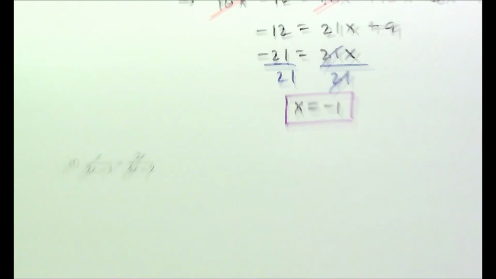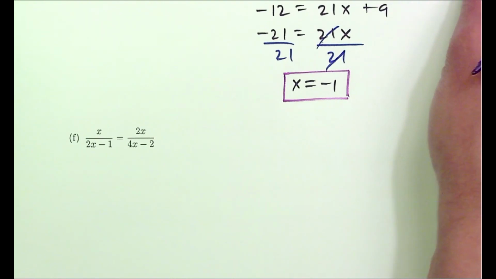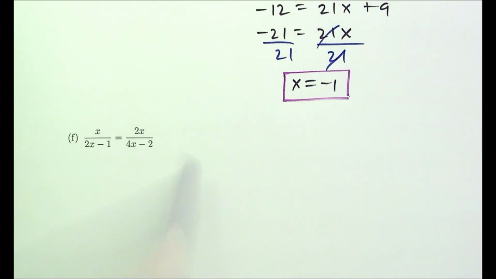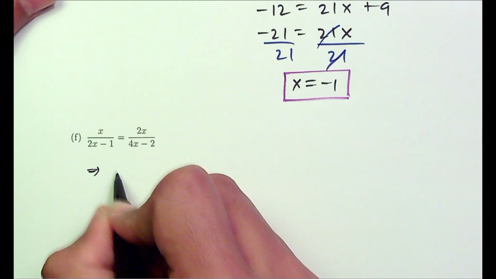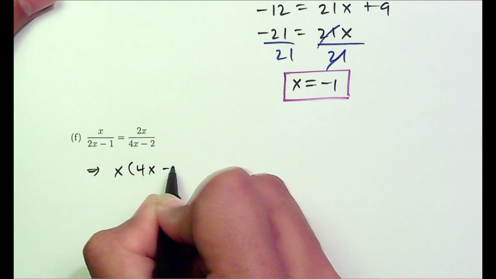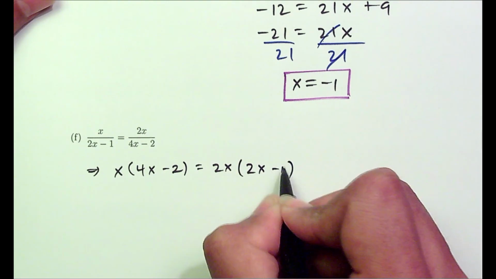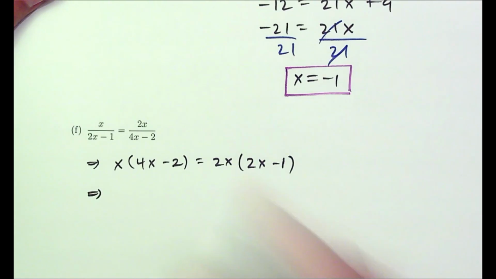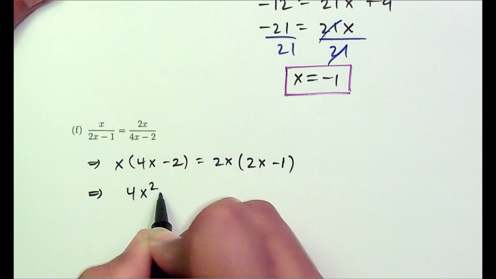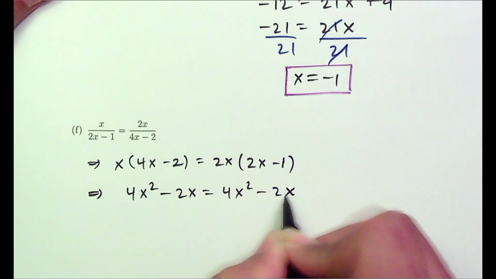Okay, now let's apply that same trick here to do it one more time. So again, I have only two terms. I won't bother with LCD because that's not necessary. Just cross multiply. If you cross multiply, you're going to get x times 4x minus 2 equals 2x times 2x minus 1. What happens here? Then you're going to get 4x squared minus 2x equals 4x squared minus 2x.